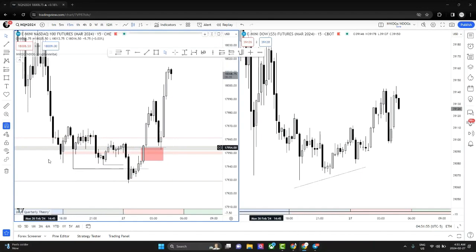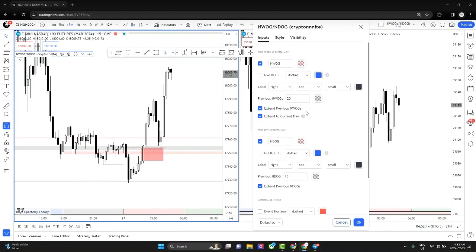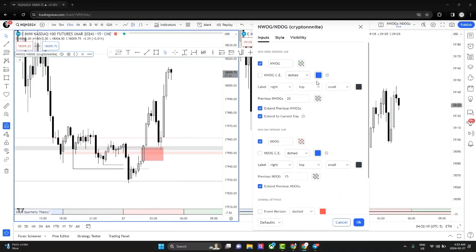These are true week opening gaps, and no, my bad, not true week opening gaps. That's something else. So these are new week opening gaps and new day opening gaps, right? So right here, you can use the color code and match. Let me change this one to green.